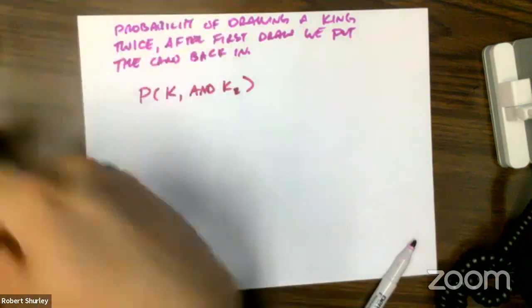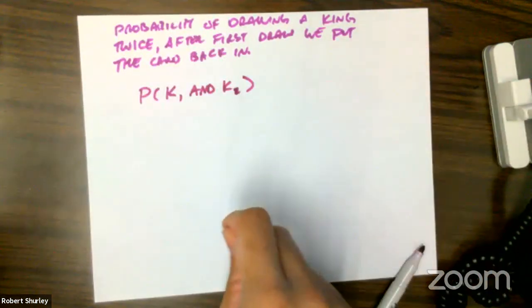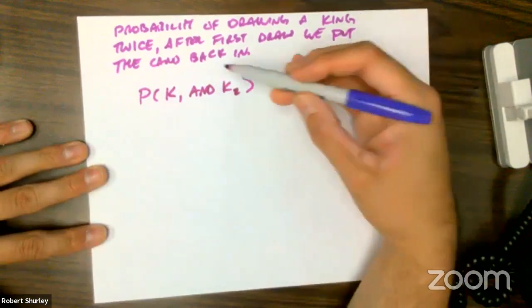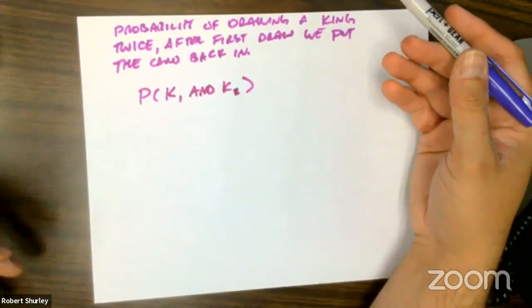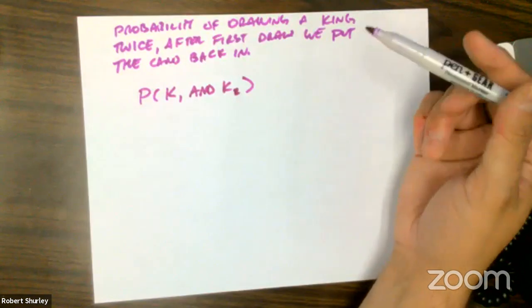But you draw the first card, you look at it and you go, oh, it's a king or it's not a king, but then you give it back to me. I shuffle it up and then I give you the deck of cards again, okay? Well, this is purely independent. That second card you draw is completely independent of the first card, right? It doesn't matter.